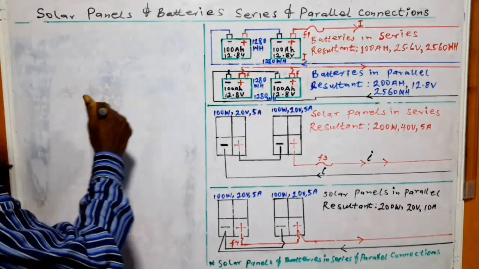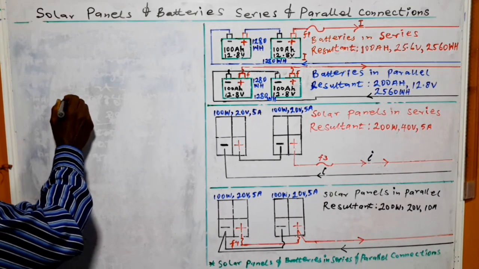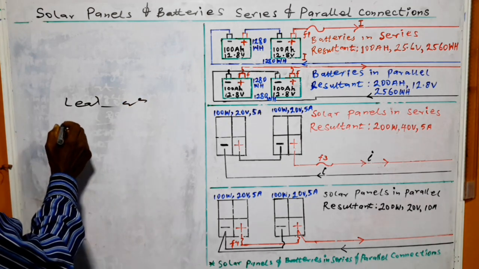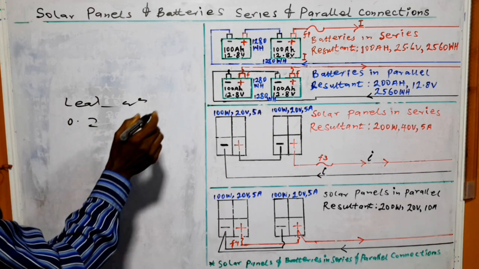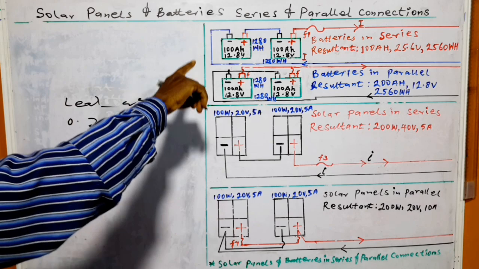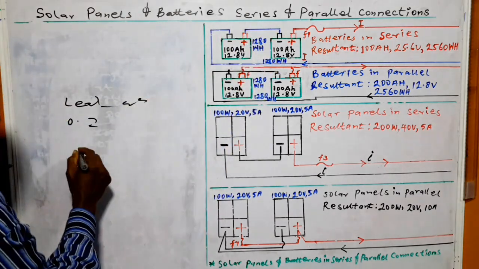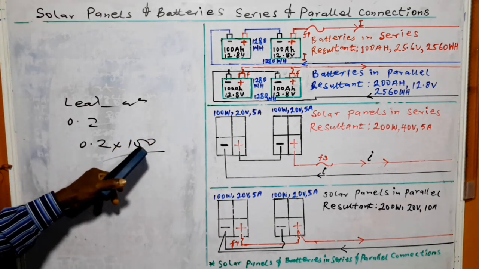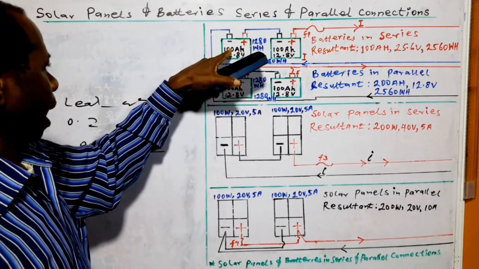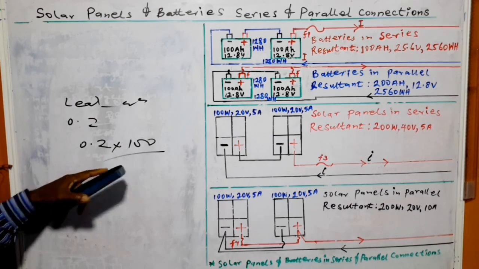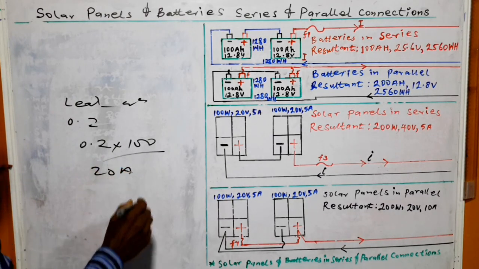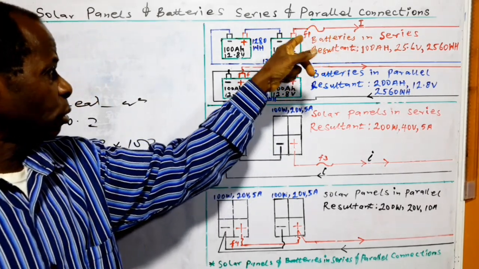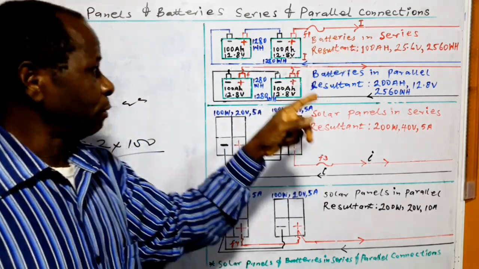If the batteries are lead acid type, whose C rating is 0.2, then the maximum current that can be drawn from the system in series will have been 0.2 times 100. So this 100 is the ampere hour capacity. So it will have been 20 ampere. So the size of this fuse will have been 20 ampere. So it has to be taken note of. It's very important.